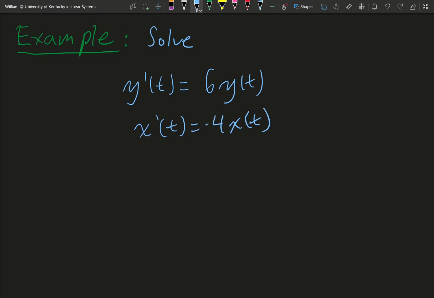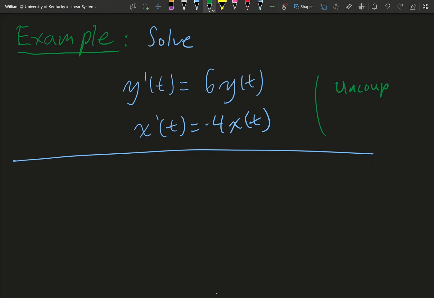So we're given something like this. If we have an equation like this, notice that one equation involves only y's, the other equation involves only x's. So this is what's known as an uncoupled system. And solving these is very straightforward.